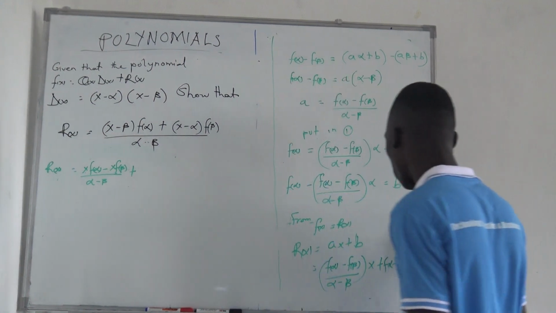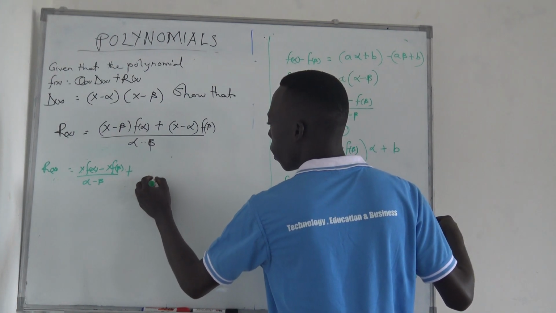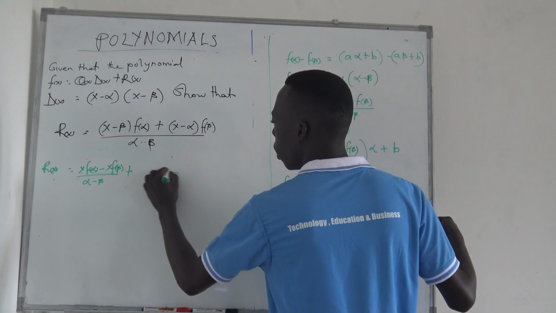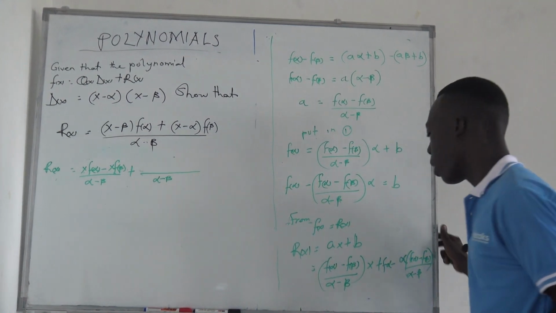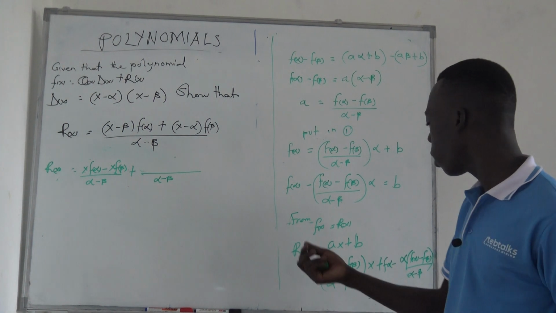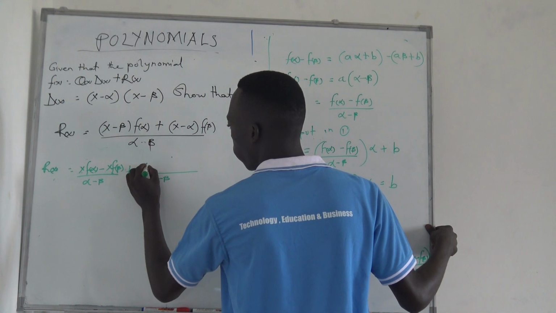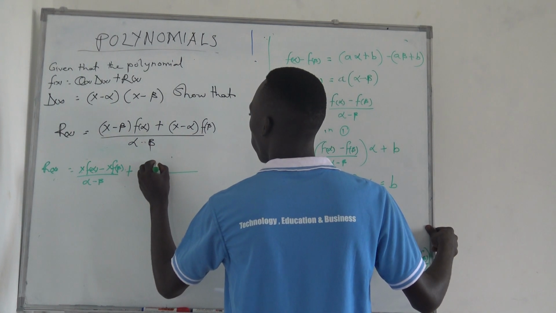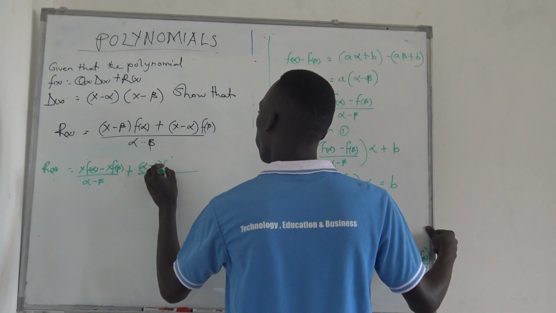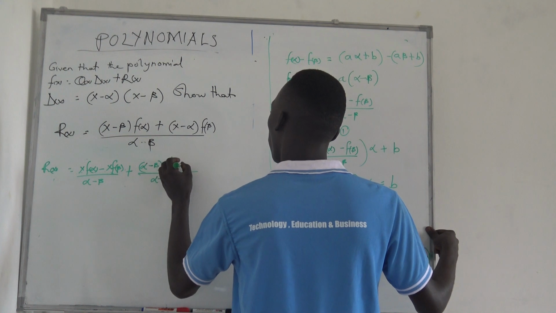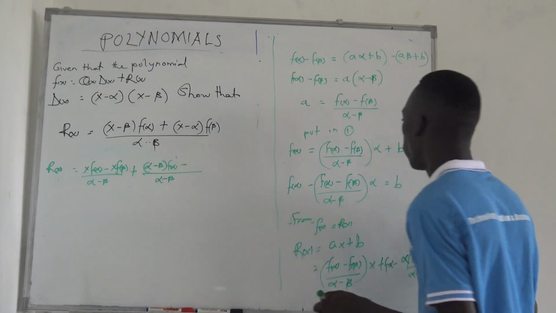So that is what we have, plus. Now we go to the other side. We get the LCM, which is alpha minus beta, so this becomes all over alpha minus beta. This one divided by this, which will be alpha minus beta, times f of alpha. So it becomes here minus.